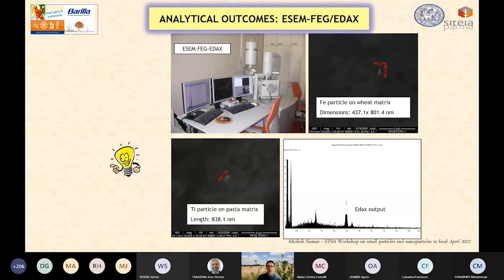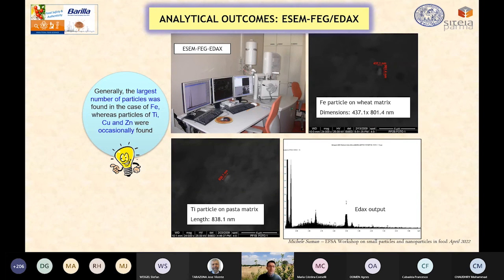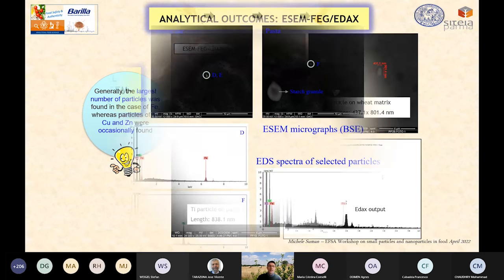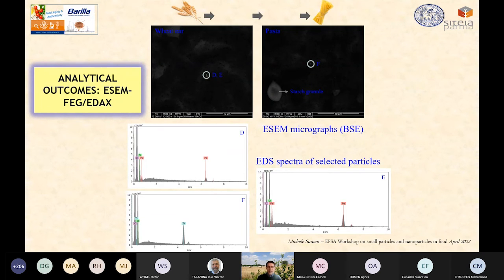You have here some examples of iron particles or titanium particles that were identified on the wheat or on the pasta matrix by the ISM approach. In general, the largest number of particles found in the chain was mainly made of iron, whereas sometimes titanium or copper or zinc were occasionally found. If you look at the next images, you can again see particles that were identified starting from the wheat ear until the correspondent pasta obtained at the end of the transformation process.